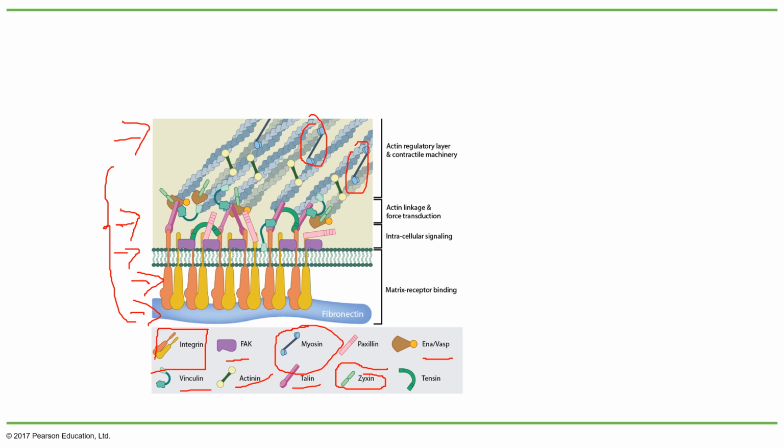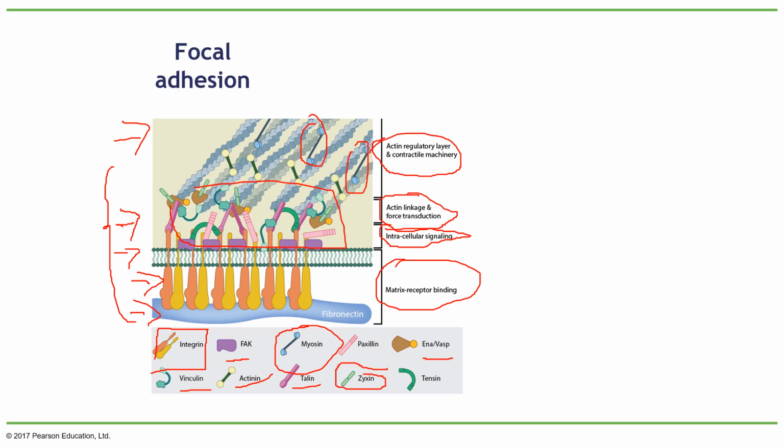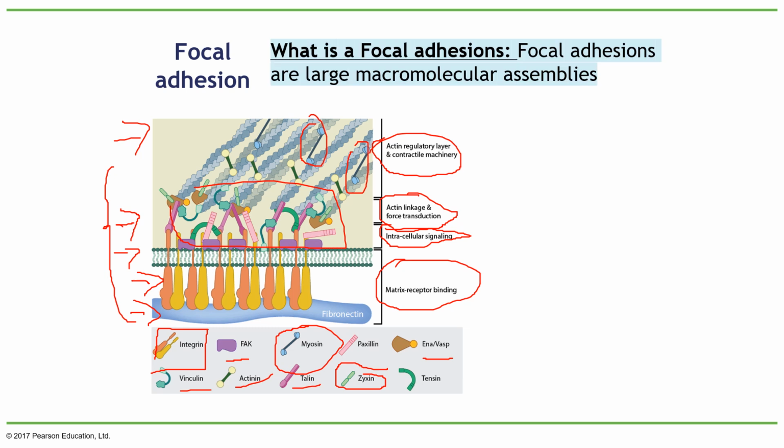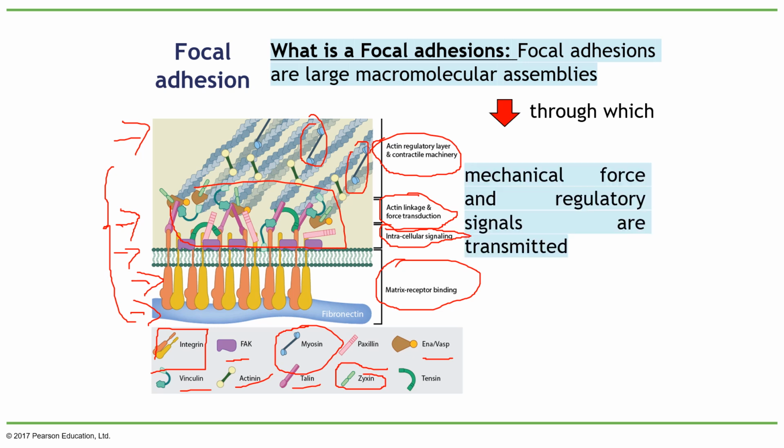So, in conclusion, from a general perspective, in the matrix there is a binding site. Later you have the intracellular signaling. Here you have all the linking proteins that attach to the cytoskeleton. And here you have the actin that will send the signals, as I have been repeating. All this complex of proteins is called a focal adhesion, which is a large macromolecular assembly.